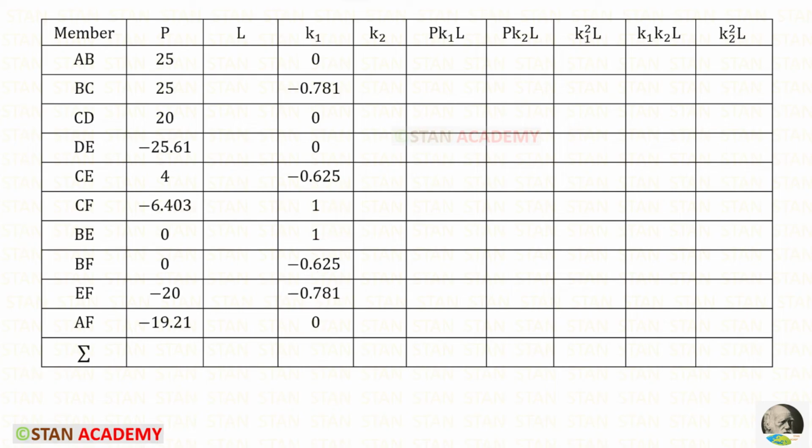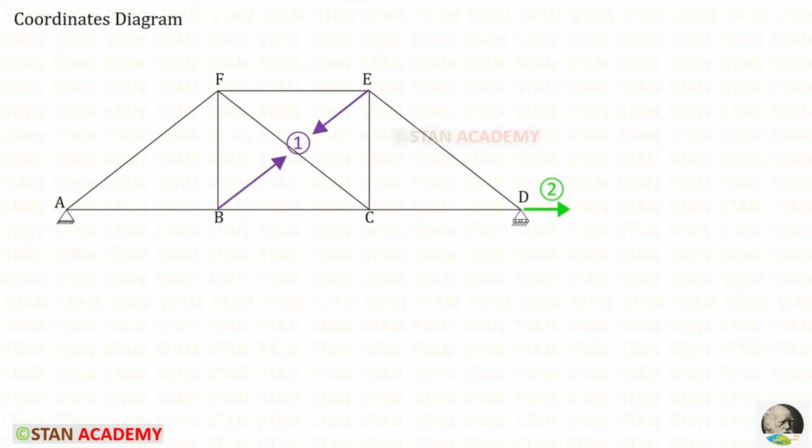Now we are going to find the values of K2. To find the values of K2 in the direction of HD, we have to apply unit load. When we do this, we should not consider any loads. Also, we should not consider BE.